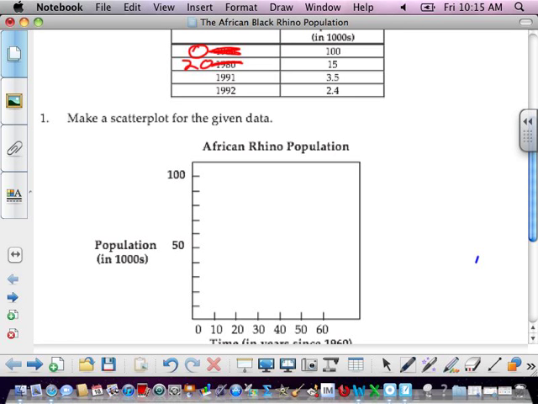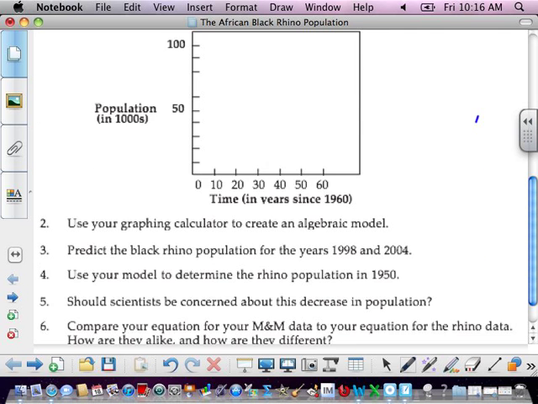1991 would be what? Let's try that again. 31. Thank you. And 1992 would be? 32. Okay. So we want to use those numbers instead. So when we put them in our graphing calculator in our list mode, we want to make sure we put those numbers, not 1960, 1980. Okay? Here's another thing we want to talk about.